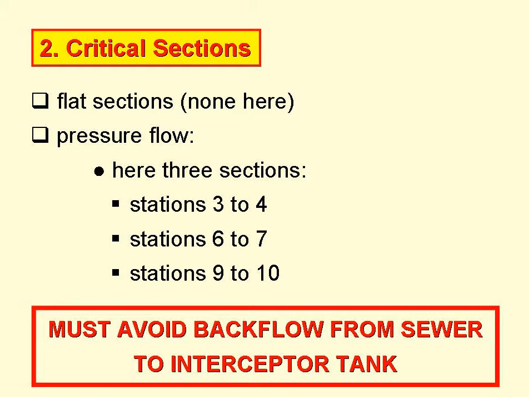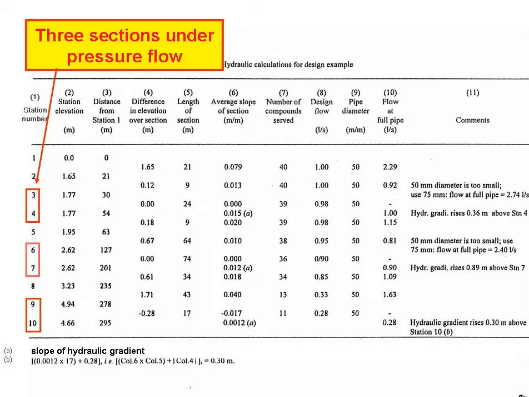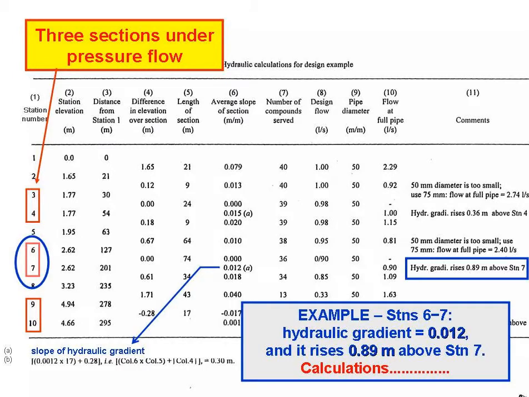The second thing we have to look at are the critical sections. Flat sections, and there are none in this example, and the sections in which the flow is pressure flow. And here there are 3 sections, between stations 3 and 4, between stations 6 and 7, and between stations 9 and 10. And in these sections we have to avoid the wastewater backflowing from the sewer to the interceptor tank. This slide shows the hydraulic calculations table again, and the 3 sections under pressure flow. Taking the section between stations 6 and 7 as an example, we can calculate that the hydraulic gradient over this section is 0.012 and that it rises 0.89 metres above station 7, which is the upstream end of the section.